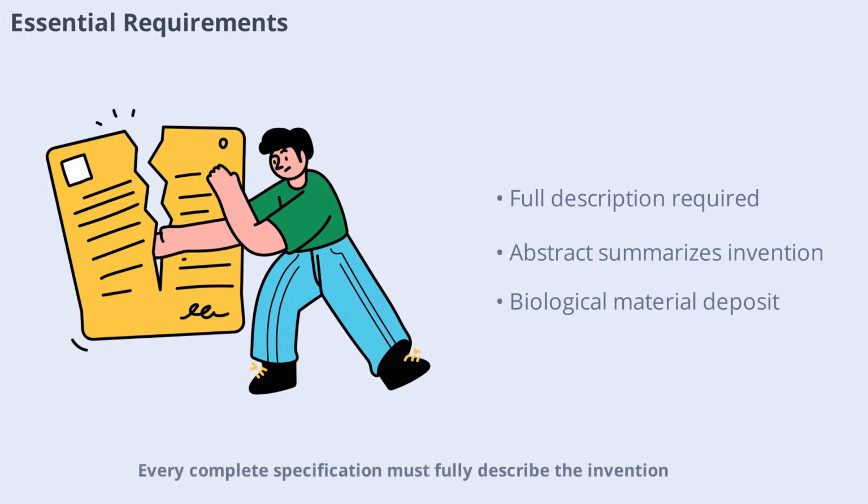Every complete specification must fully describe the invention, disclose the best method of performing it, and end with claims defining the scope. It must also include an abstract summarizing the technical field, problem, solution, and principal uses. If biological material is involved, it must be deposited with an international depository and referenced in the specification. These requirements ensure transparency and enable others to understand and use the invention.